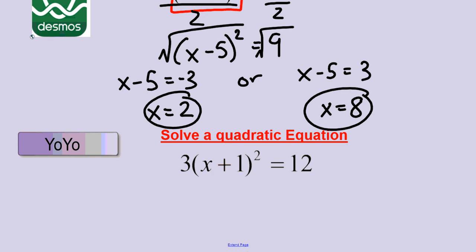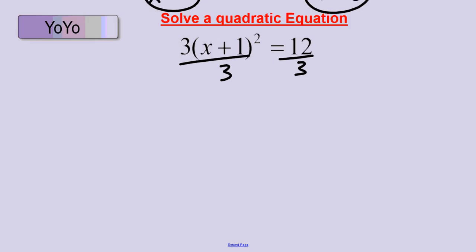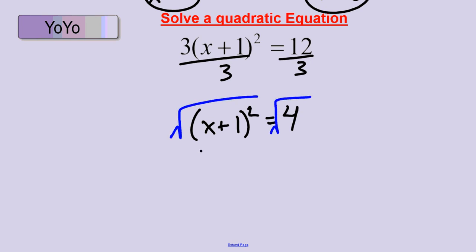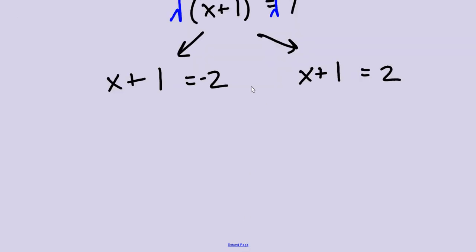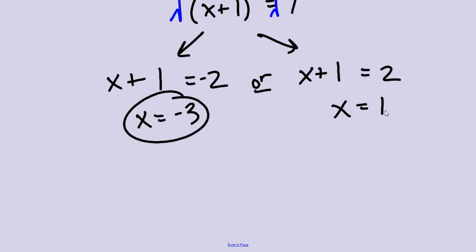Okay, welcome back. First step, get this squared item by itself. Divide both sides by 3. You will then get x plus 1 squared equals 4. Now how do you get rid of the square? You square root both sides. There are two answers though. The square root of 4 is negative 2 or positive 2. So that means x plus 1 either equals negative 2 or positive 2. Subtract 1, you get one of your answers, negative 3. Subtract 1, you get your other answer, 1.